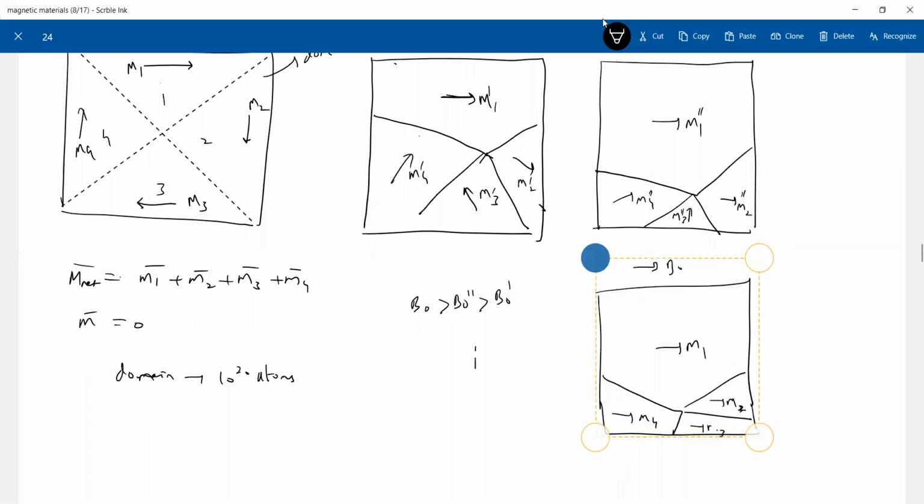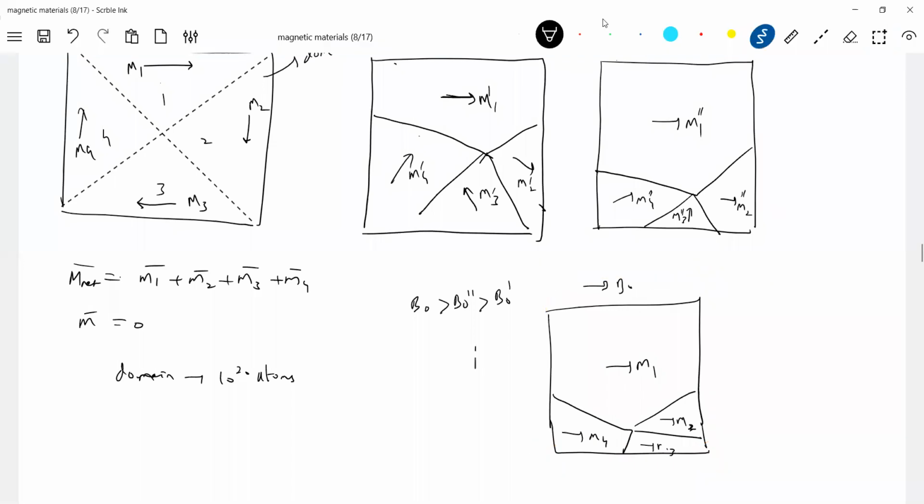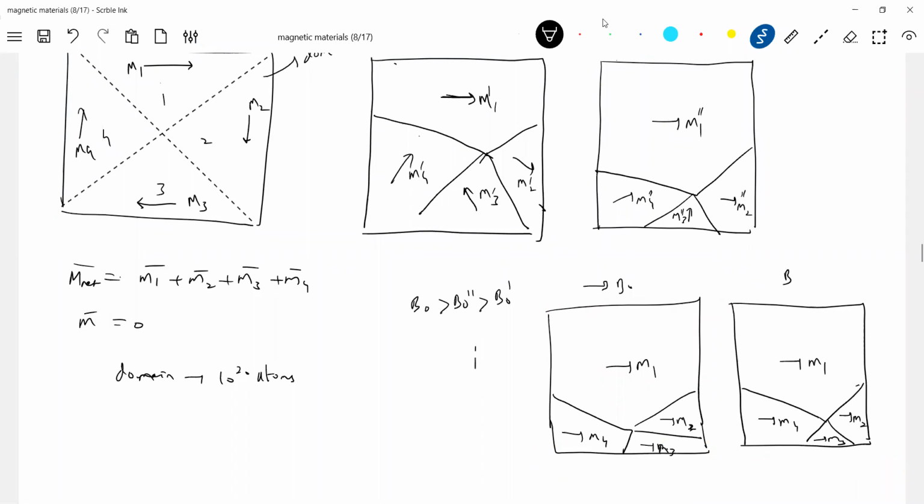I have to explain this condition also. Finally, what will happen? When all the domains are aligned, as I increase further, there are no more changes. It gets saturated, finished. So you put B greater than B naught, no further magnetism will be induced, no fresh magnetism. It gets saturated. It says, I am tired, finished. No more than this, I cannot get magnetized.